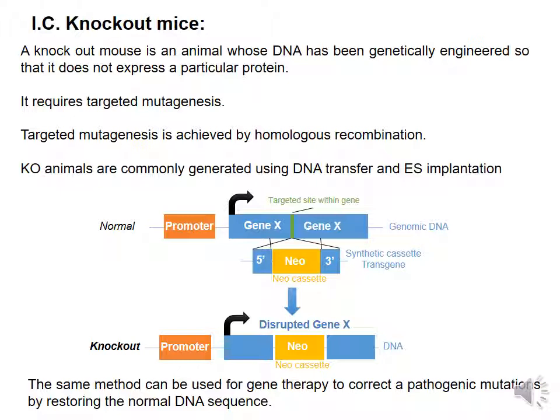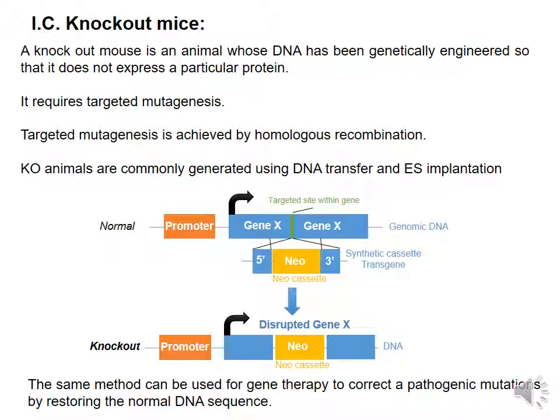Knockout animals are commonly generated using DNA transfer and embryonic stem cells implantation, as we described in video 1 for the generation of transgenic mice. The technique is the same. The main difference is that in the previous case in transgenic mice, the insertion of the cassette is random in the genome. In this case, we use homologous recombination to target the transgene to a specific place in the genome.